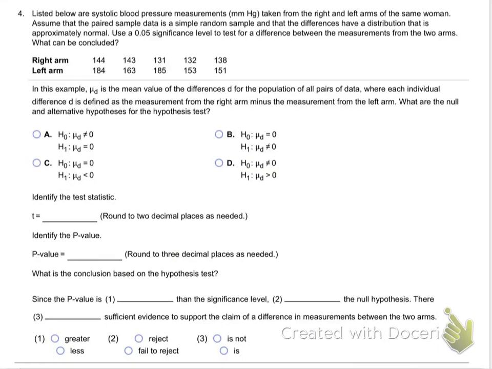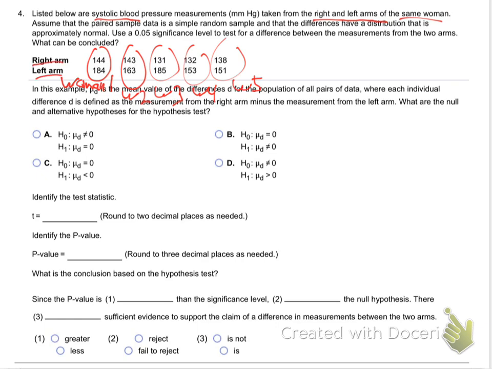Okay, so here we are on number 4. Systolic blood pressures taken from the right arm and the left arm of the same woman. So this is woman 1. And this is woman 2. And this is woman 3, woman 4, woman 5. So that's the right arm and the left arm for 5 different women.